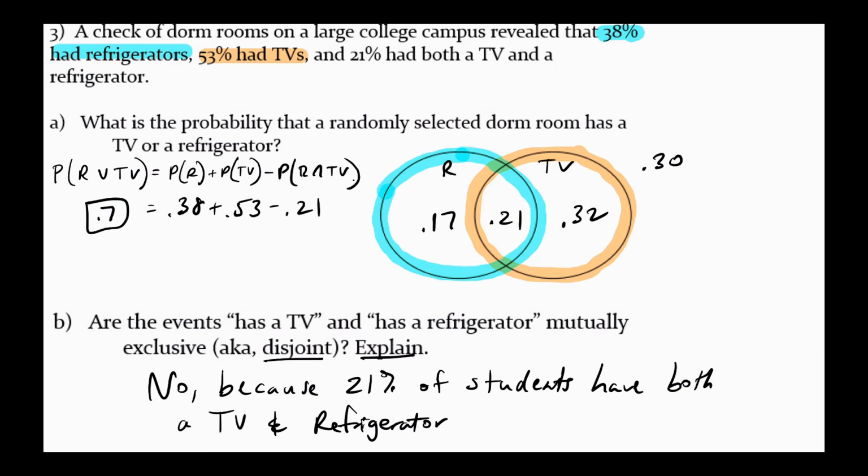Sometimes they'll say disjoint. Most of the time you'll see mutually exclusive, but once in a while you will see disjoint. Okay, all right, so let me give you another problem.